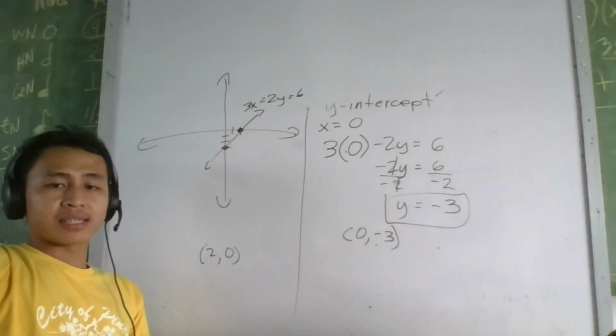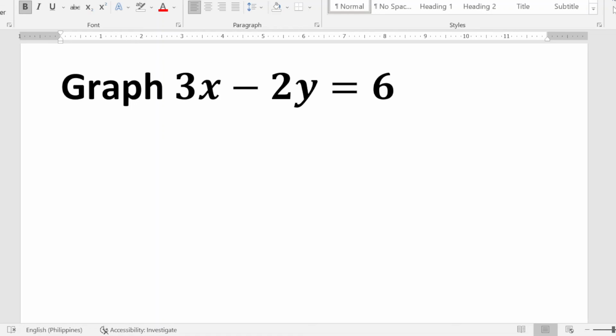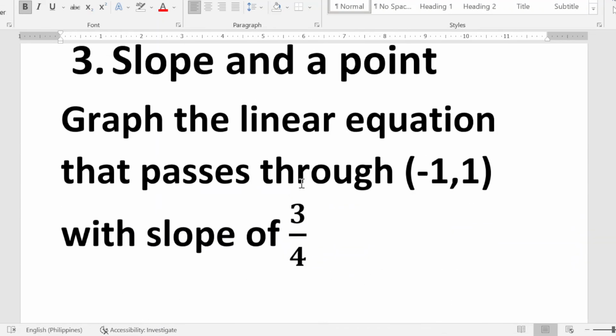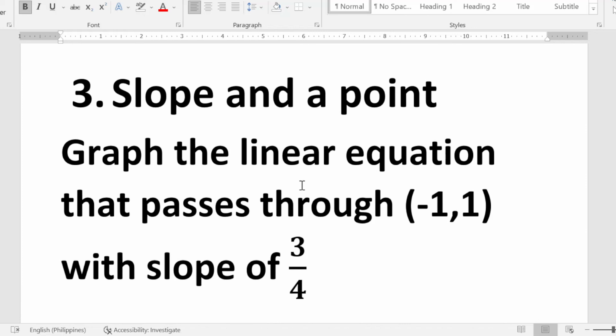Kuha? Next is let's proceed with another example, or I think this is the last way on how to do this one. That is slope and a point, right? Slope and a point. What if given yung isang slope and meron tayong point? Okay, so let's have here a sample problem. Sample problem is graph the linear equation that passes through negative 1, 1 with slope of 3/4. Okay? So negative 1, 1 and slope of 3/4.